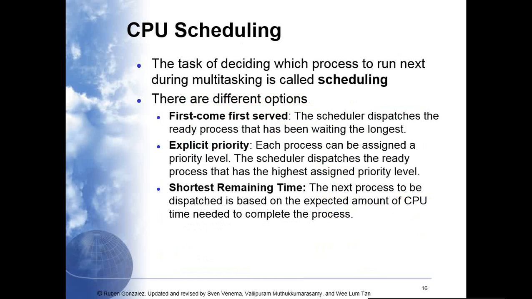So the task of deciding which process to run next during multitasking is called scheduling. There's a whole bunch of different options. We're just going to look at 3 basic ones, but any way you can organize these will be a scheduling algorithm. So the first one is really easy. First come, first served. If you are the first one here, you will get to go first. That sounds like when you're at the shops. You want to buy something and there's a line of people. The person at the front gets served first.